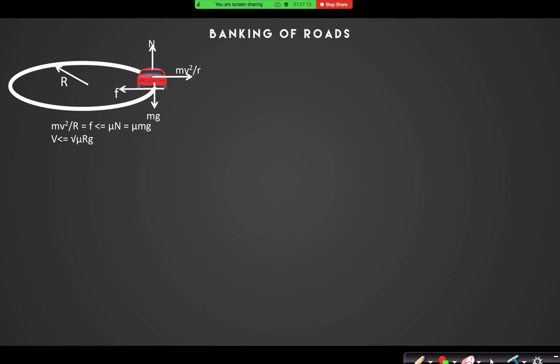Can you repeat once more? Yes, I'm saying that from this expression it is very clear that in order to move that car safely in that bend, the maximum value of V should be under root of mu rg. So if V is greater than V max, then what will happen? The car will skid away from the circular path, outside. So for the safe motion of that car, V should always be less than root of mu rg.